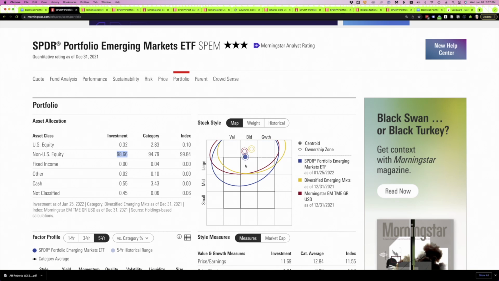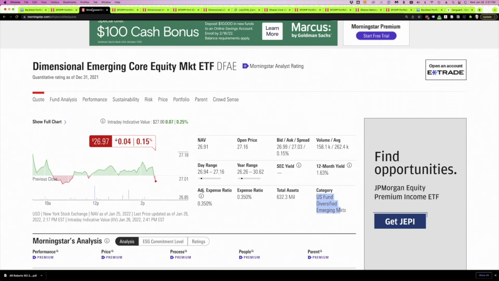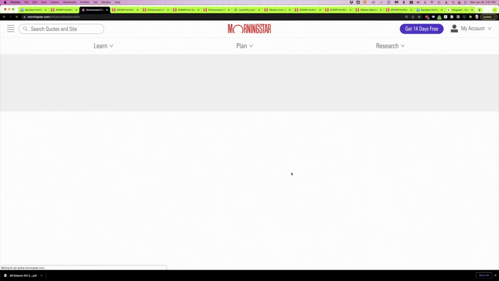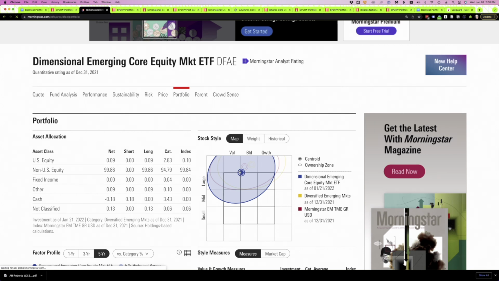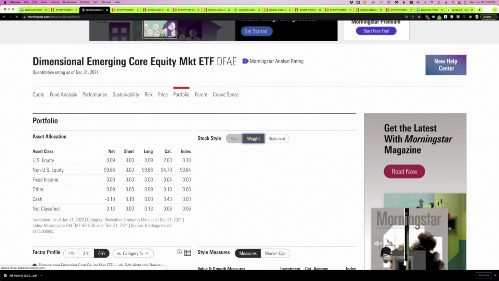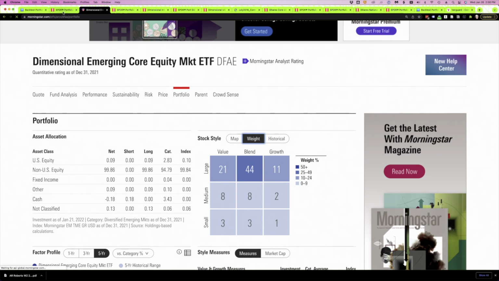The blue dot there in the top center square of the tic-tac-toe board, or what Morningstar calls a stock style box. For Dimensional, come over to portfolio, and we'll see pretty much the same thing. It's tilted a little bit closer to the value line. So these are not identical funds, but very similar. We can actually look at the weights and get an even more detailed look.